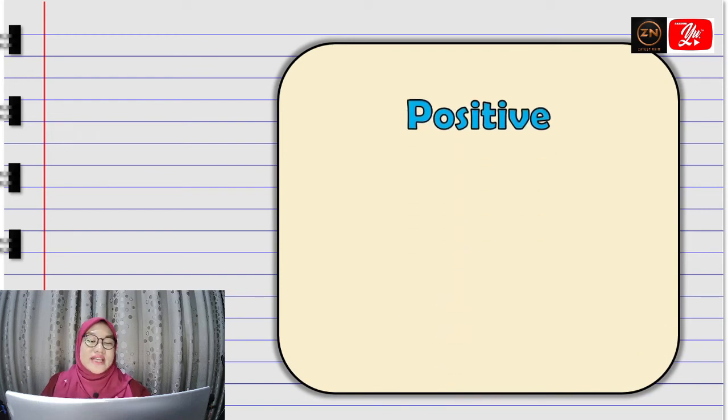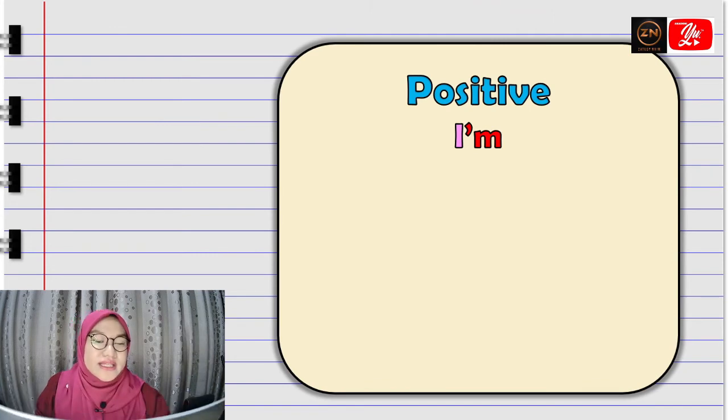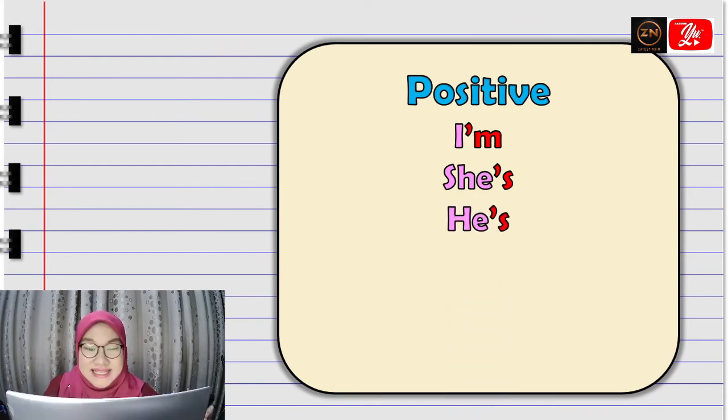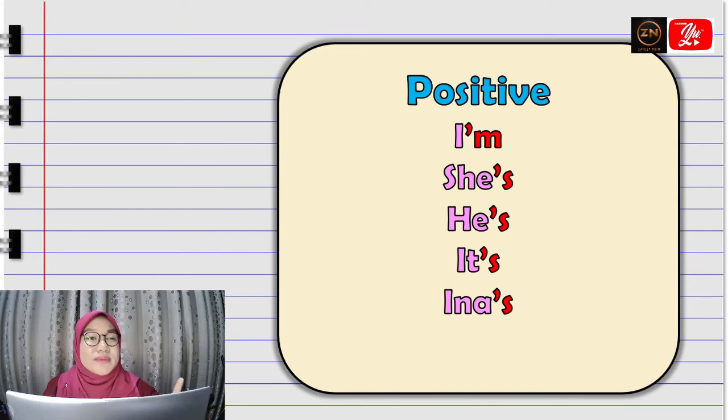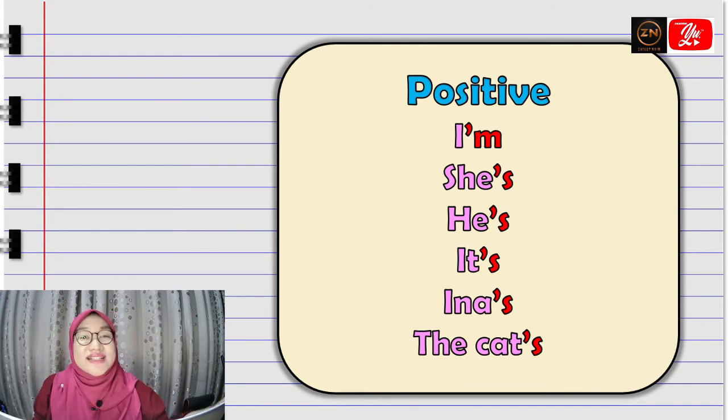So the first one, let's look at the positive verbs to be. You can shorten them like this. I'm, which stands for I am, but you shorten it into I'm. And then you have she's, which comes from she is, he's, it's, Ina's, when you have a name, you put apostrophe and s. This one means Ina is. Okay, and we have the cat's, and this one also stands for the cat is. These are the singular ones.